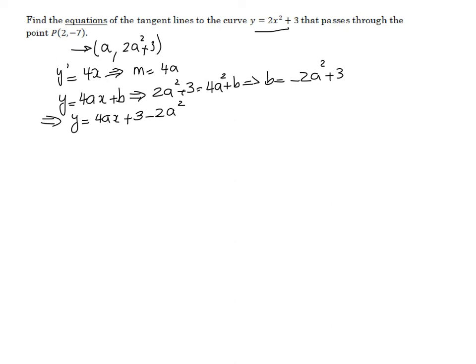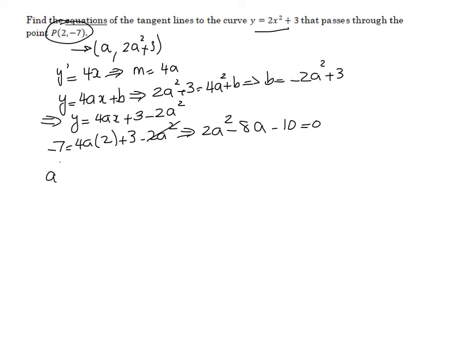Now the tangent has to go through this point. So negative 7 is equal to 4a times 2 plus 3 minus 2a squared. Now if I move everything to the left and simplify, I get 2a squared. Then 4a times 2 becomes negative 8a, and 3 goes to the left becomes negative 3, so negative 10 is equal to 0. If I factor out 2, I get a squared minus 4a minus 5 is equal to 0.